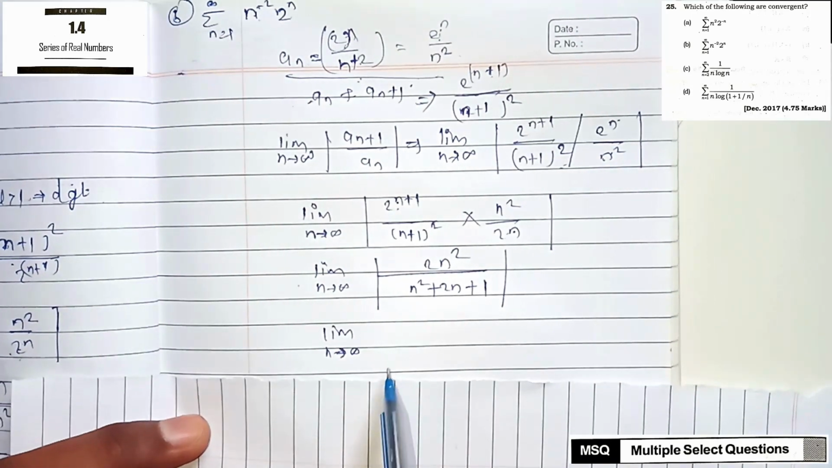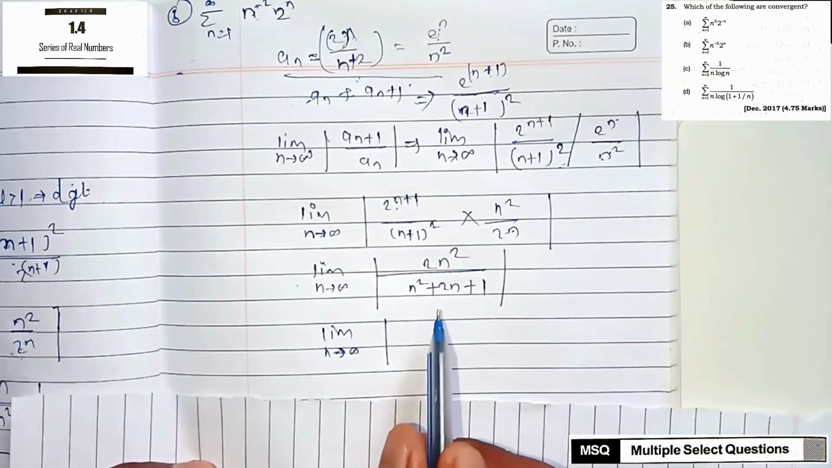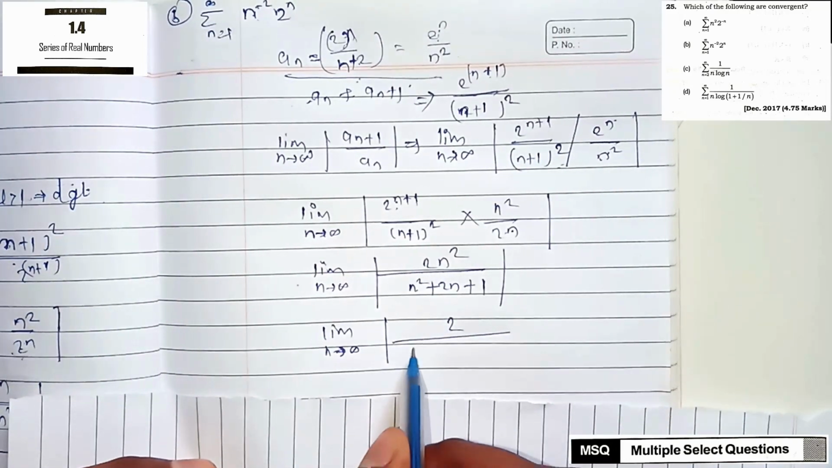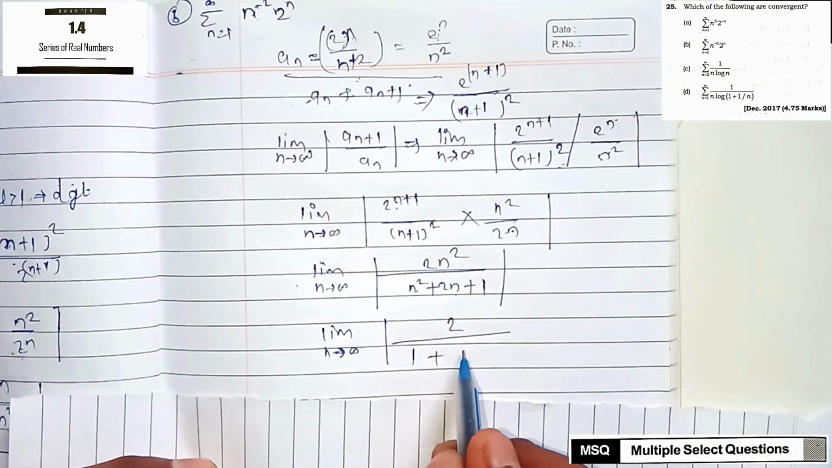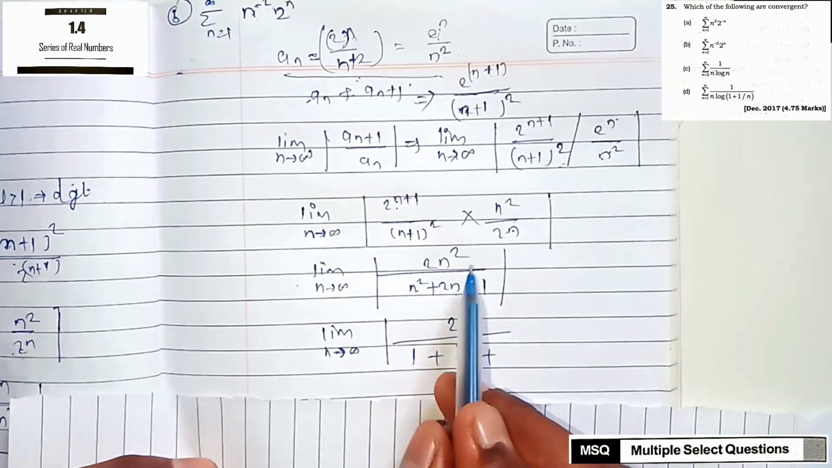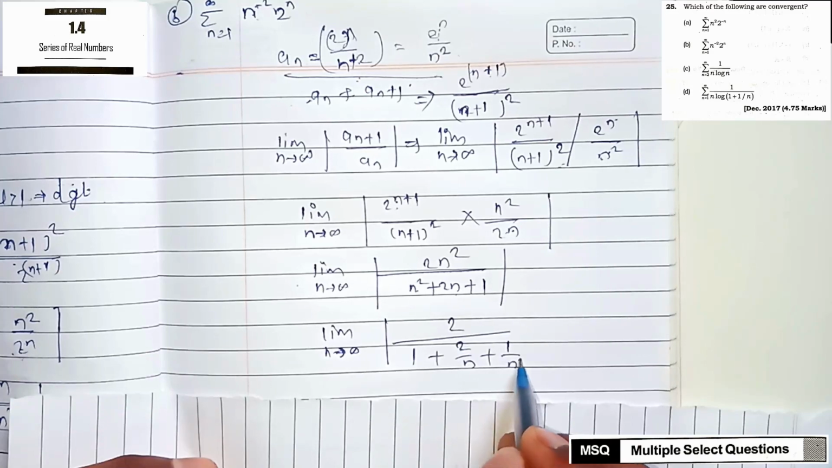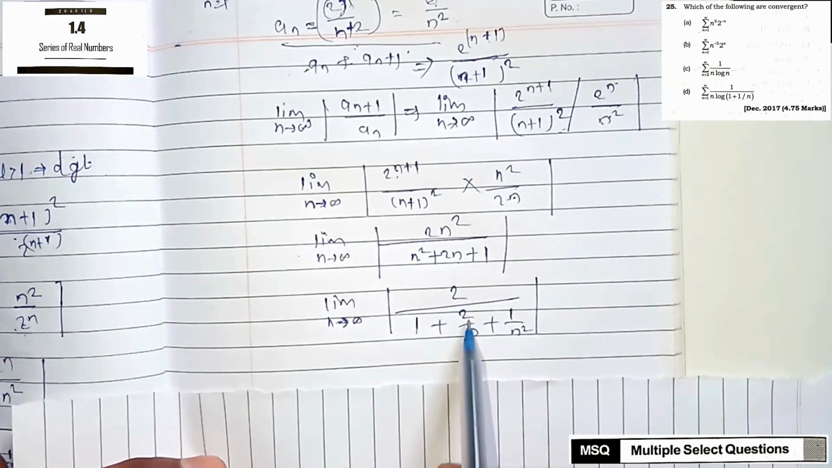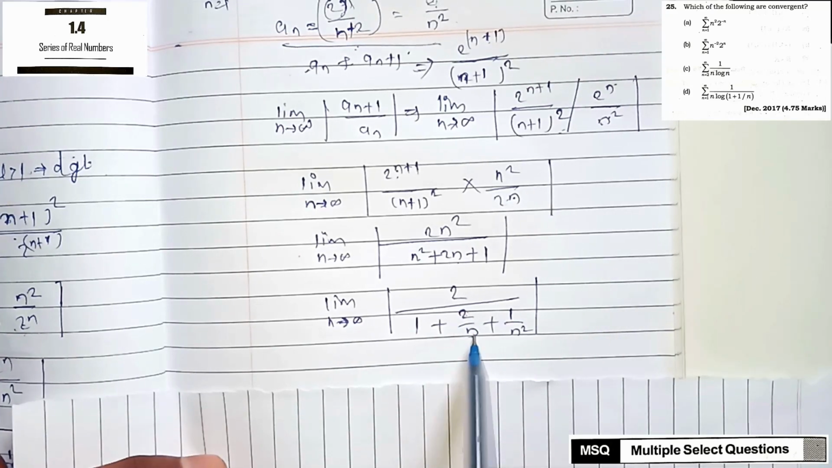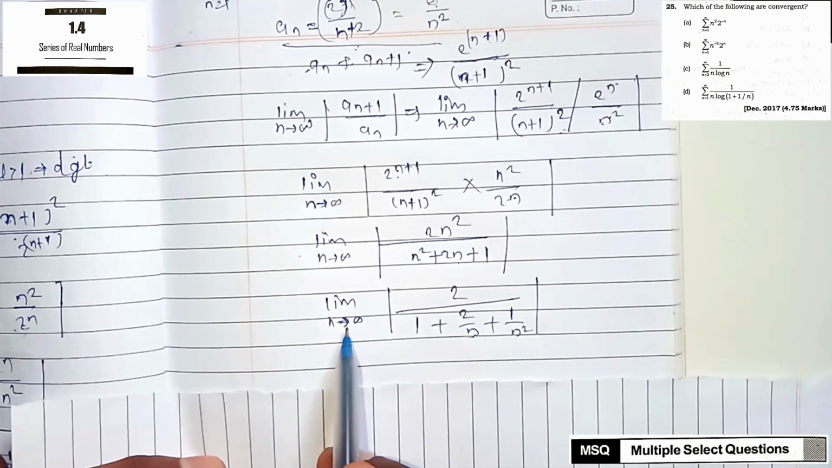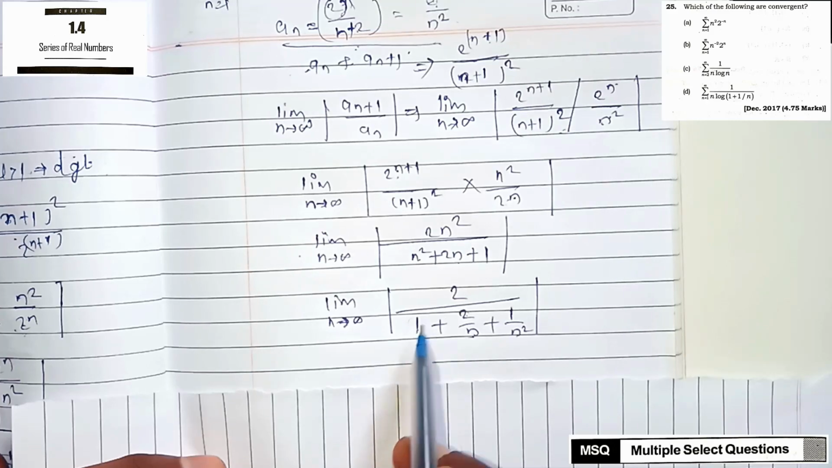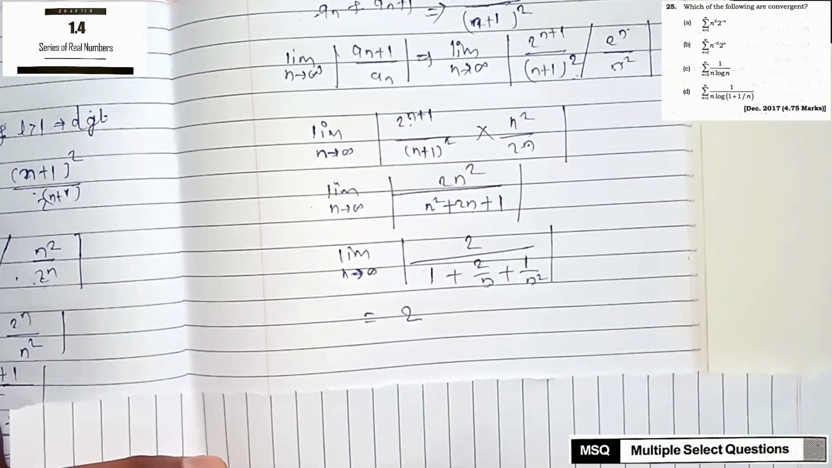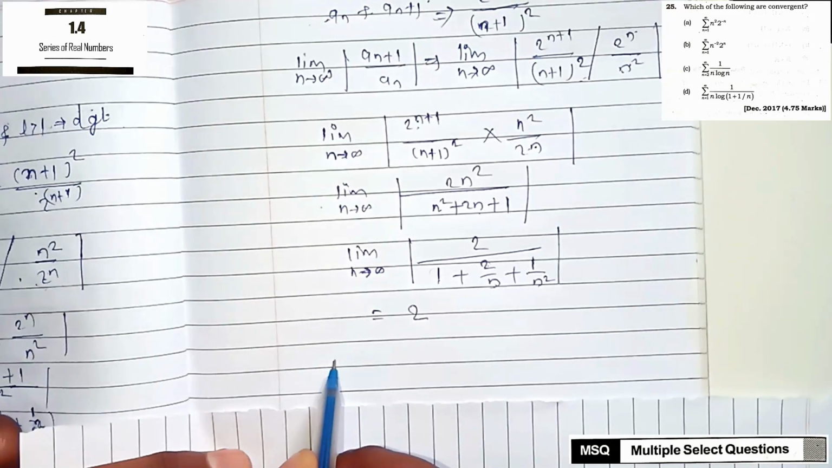Limit n tends to infinity under modulus, 2 upon n square cancelled with n square, so 1 is left. n square cancelled with n, so we get 2 by n. n square cancelled with 1, so we get 1 by n square. Now apply the limit n tends to infinity: 2 by n goes to 0, 2 upon infinity is 0, 1 upon infinity is 0, so this term comes 1, and we get the value 2 only.